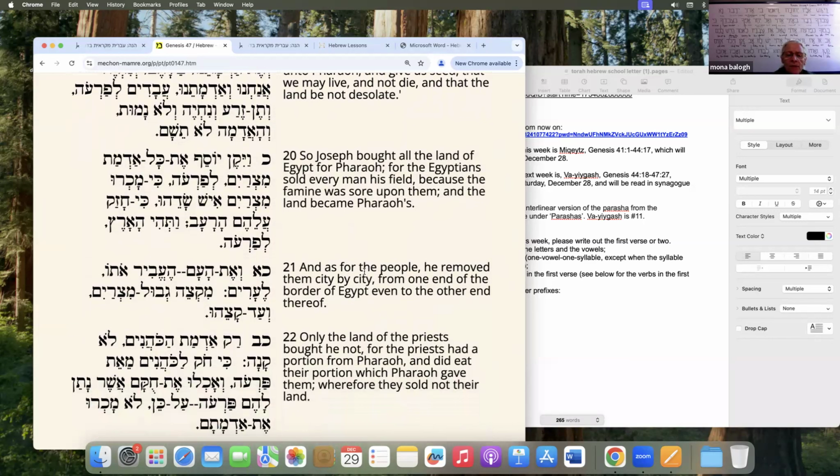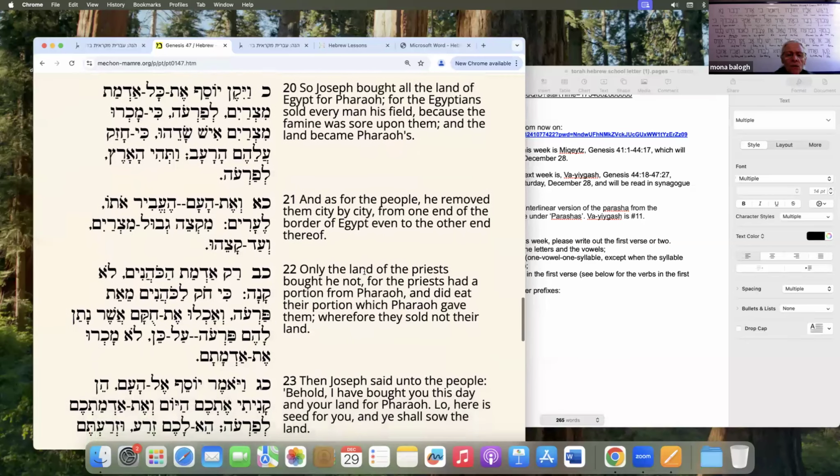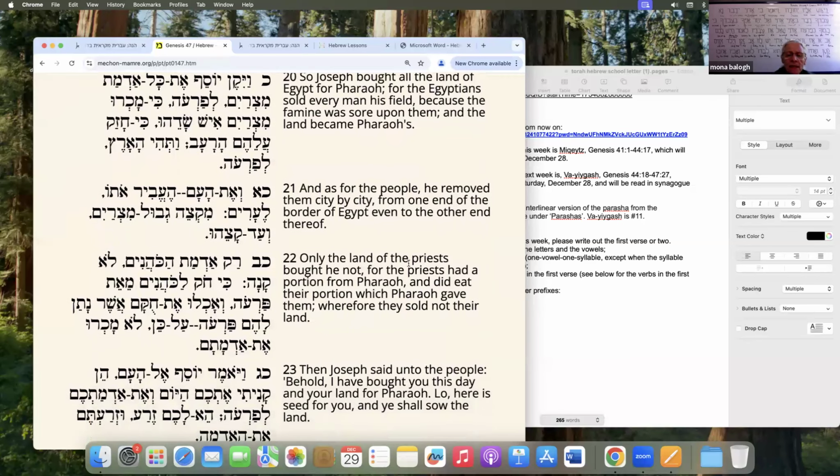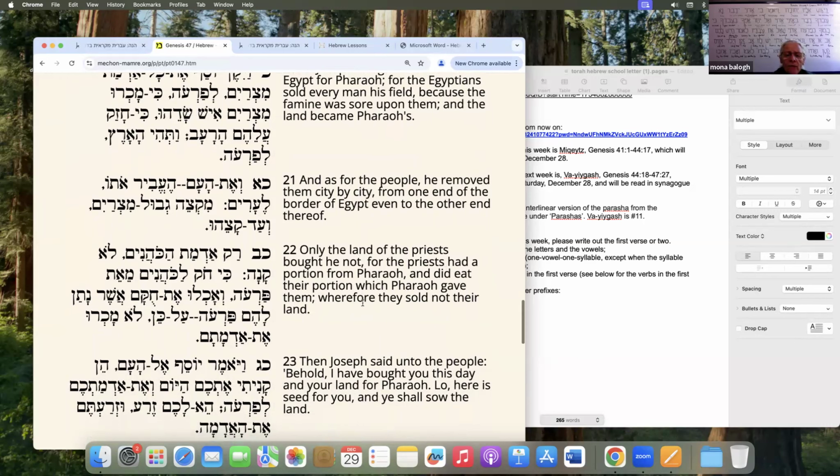As for the people, he removed them city by city from one end of the border of Egypt to the other end. Only the land of the priests, now this is the opposite, the Egyptian priests, only the land of the priests bought he not. The Hebrew priests, the Israelite priests, were the only ones of the Israelites who did not get land. God was their possession, and they were God's possession. Only the land of the priests bought he not, for the priests had a portion from Pharaoh, and did eat their portion which Pharaoh gave them, wherefore they sold not their land.